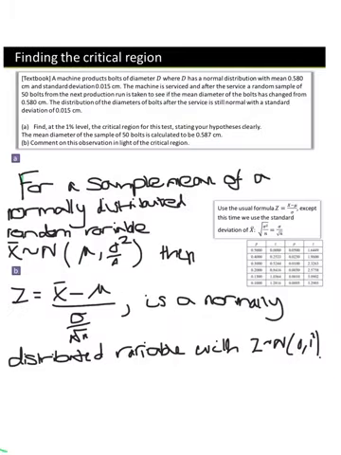So what we're going to look at next is finding a critical region or critical value. For a hypothesis test for the mean of a normal distribution, we need to standardise the test statistic. So for a sample mean of a normally distributed random variable, the sample mean X-bar is normally distributed with a mean mu and variance sigma squared over n. Then z equals the sample mean value minus the mean, over sigma divided by root n, which is a normally distributed random variable with z being a standardised normal statistic, modelled on a normal distribution with a mean of 0 and a standard deviation of 1, or variance 1 squared.